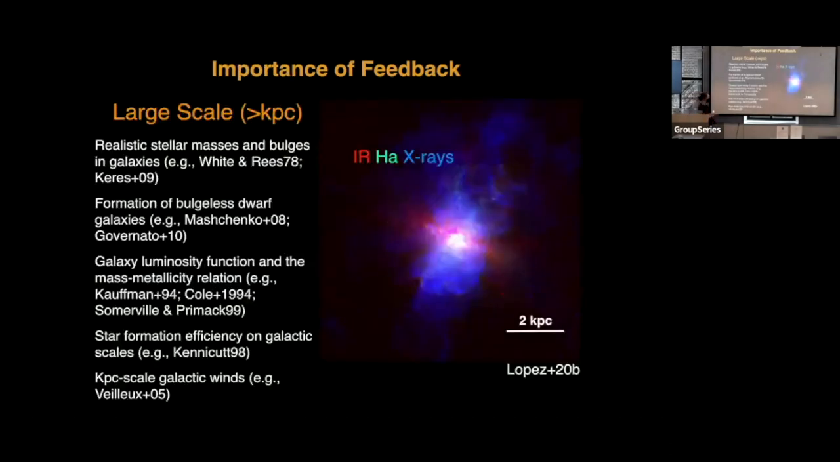So really, there's a lot of different ways that stellar feedback is important. Besides producing spiral galaxies, we also need it to produce other kinds of galaxies, such as bulgeless dwarf galaxies. It's important to produce observational relationships like the galaxy luminosity function, the mass-metallicity relation, the Kennicutt-Schmidt relation that regards the star formation efficiency on galactic scales. And then it's also important to produce or lead to the launching of galactic winds that produce pretty pictures like we always see of M82.